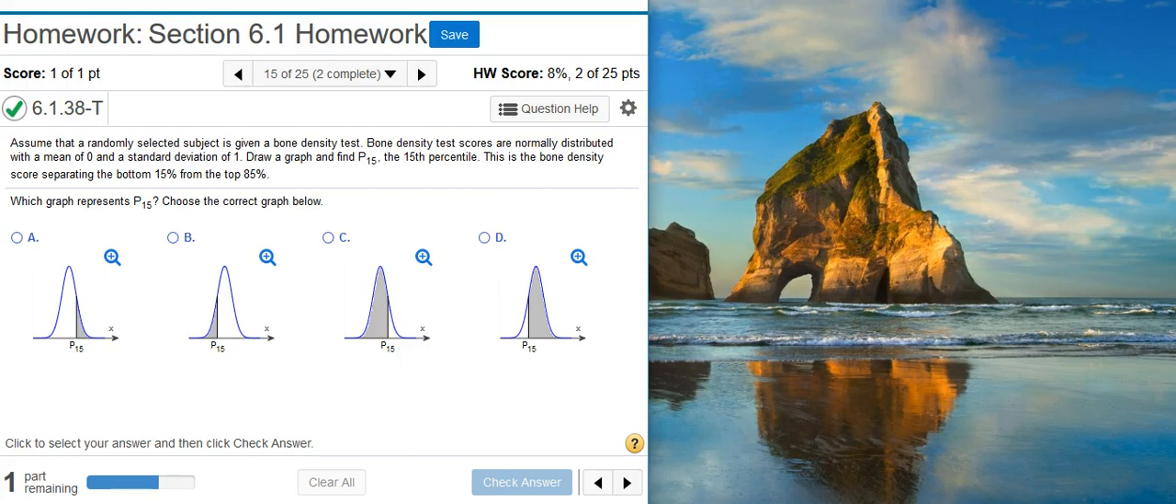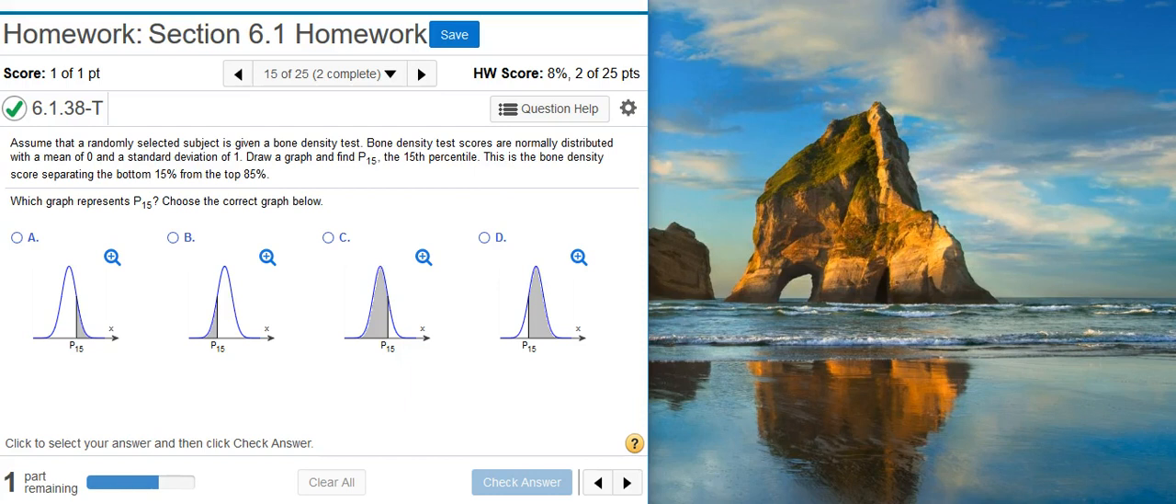Today, we're going to learn how to find percentile for a standard normal distribution. Here's our problem statement. Assume that a randomly selected subject is given a bone density test. Bone density test scores are normally distributed with a mean of 0 and a standard deviation of 1. Draw a graph and find P sub 15, the 15th percentile. This is the bone density score separating the bottom 15% from the top 85%.